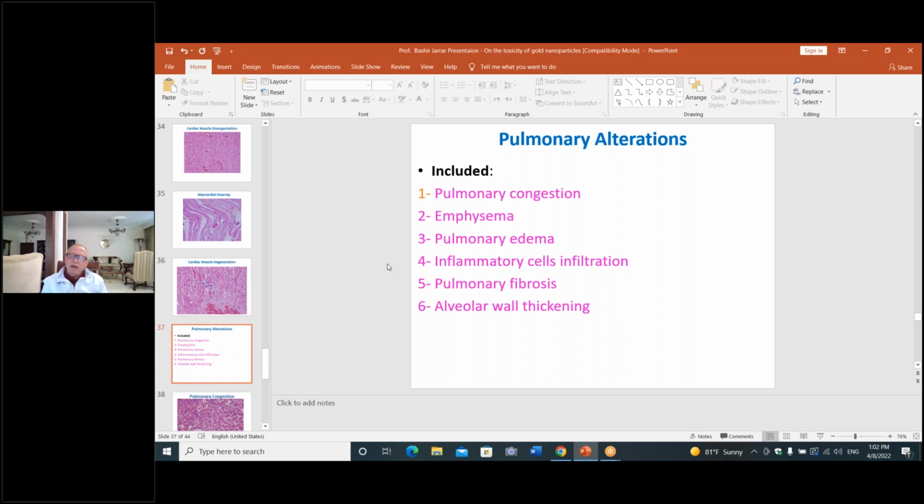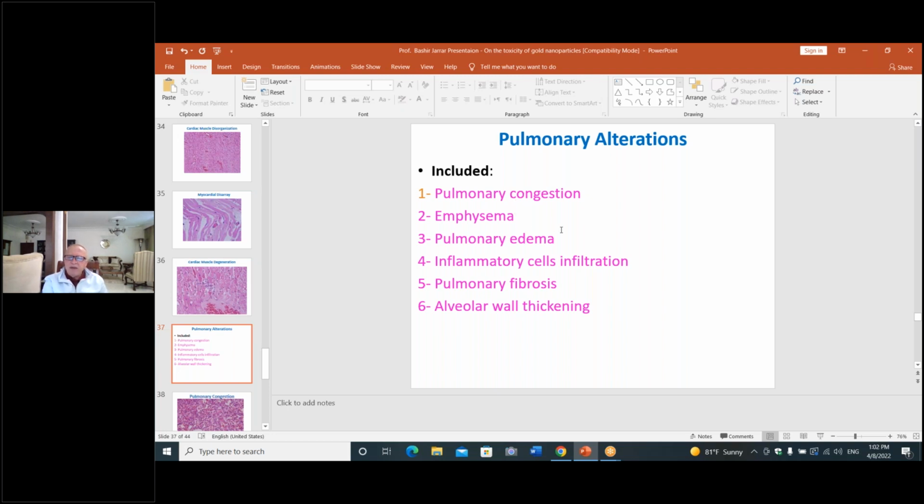In the lung of the treated rats, we found the following alterations. We found pulmonary congestion, and we have emphysema. Emphysema means that the alveolar sacs become narrow and smaller in size. By then, this will restrict the gas exchange, the oxygen and carbon dioxide exchange in the lungs, and will affect respiration. We have pulmonary edema.